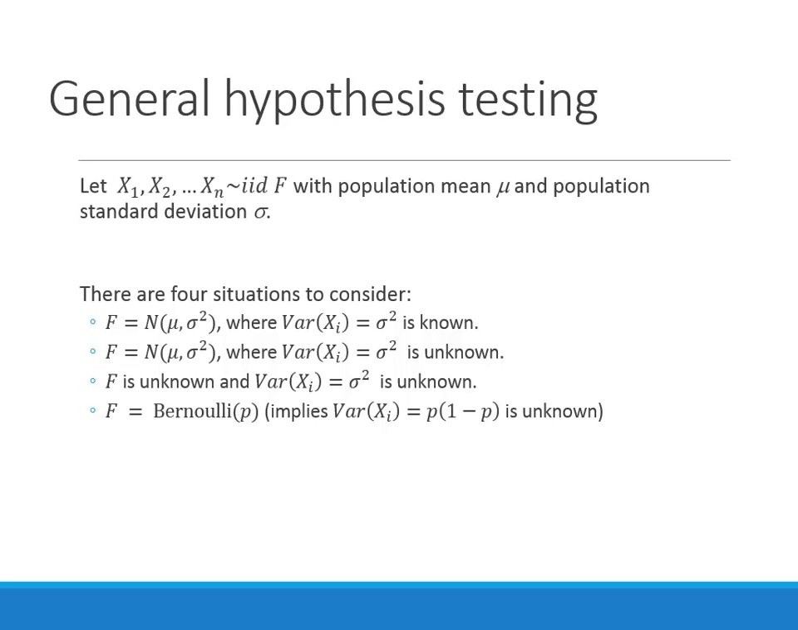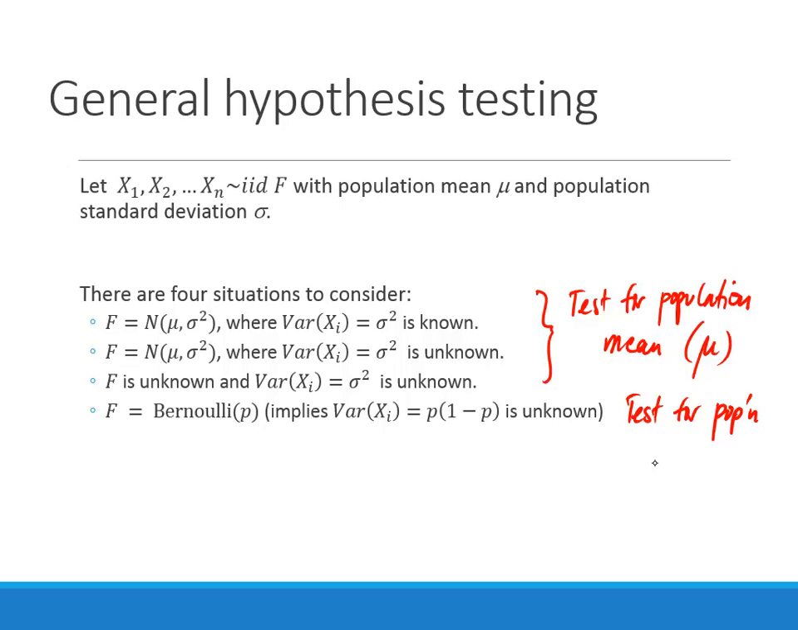So we have these 4 situations to consider, which are exactly the same situations as we looked at in the confidence interval. So I'm going to move through these a little more quickly because this is already familiar. These 3 cases here, we're doing a test for a population mean, which would be mu, and then down here we're doing a test for a population proportion or percentage.